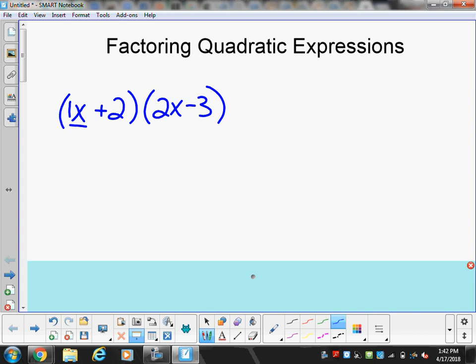To distribute or to do the FOIL method, you always start with this first term here, and you multiply it by the first term in the next. Okay, so 1x times 2x. 1 times 2 is 2. X times x is x squared.